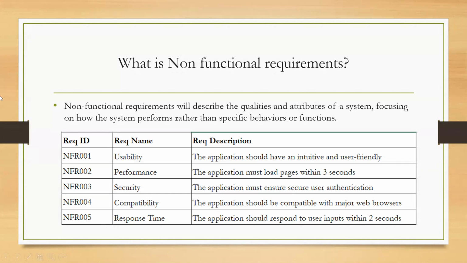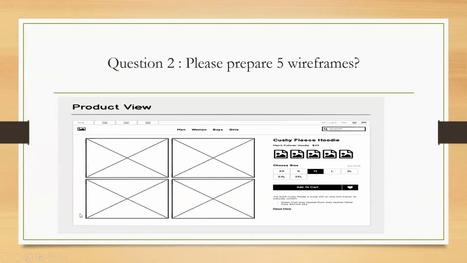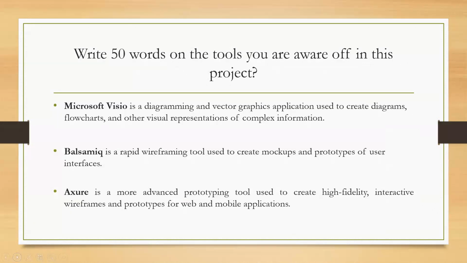And you need to write 20. 10 should be functional and 10 should be non-functional. So this is about your functional requirements question. Okay. Next question is about you need to prepare 5 wireframes. Before discussing this, let me discuss question number 3.